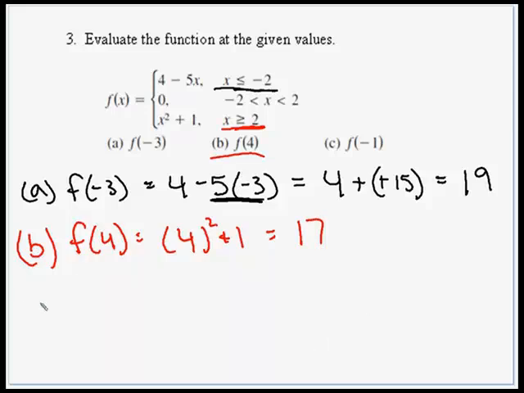And our last one, C, f of negative 1. Well, let's see, negative 1 doesn't fall into this range, doesn't fall in here. It's in between 2 and negative 2, and there is no place to plug in a variable or a number for a variable. Our output is just given to us as 0. F of negative 1 is equal to 0.